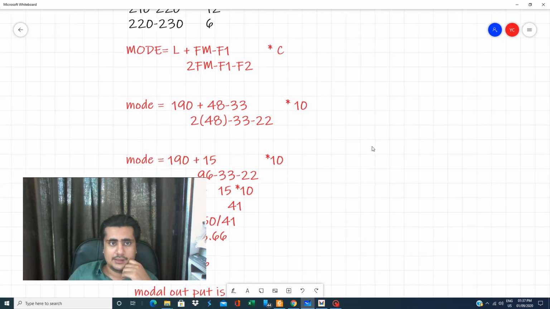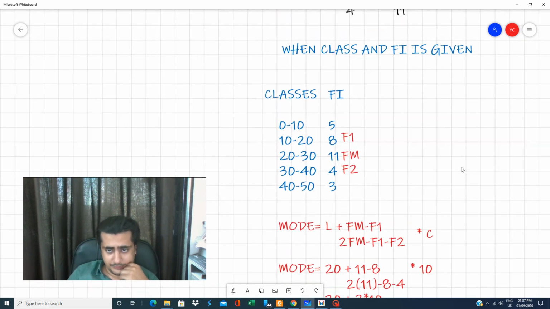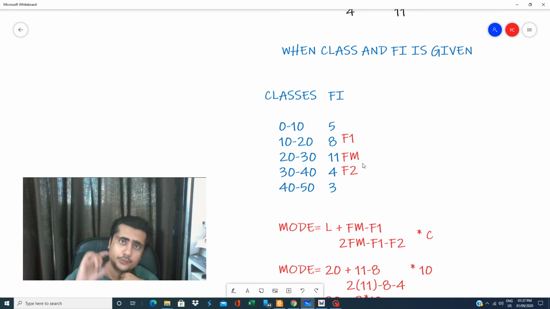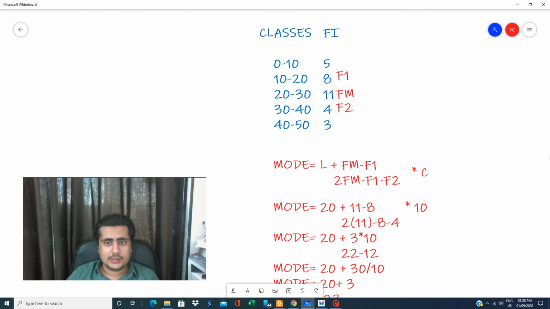And when classes are given, I told you that first of all you have to take the highest frequency as FM. Then the figure above FM is F1 and the figure below FM is F2. Then you have to apply the formula: Mode is equal to L plus (Fm minus F1) upon (2Fm minus F1 minus F2) into C.